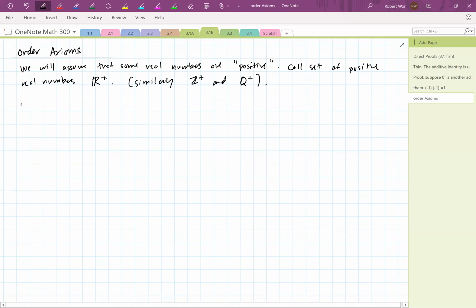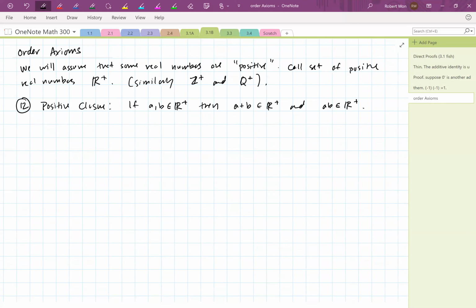Okay, so now I'm going to make some assumptions, some axioms. Axiom 12 is called positive closure. If A and B are positive real numbers, then A plus B is positive and A times B is positive. So I'm going to assume that the positive numbers, whatever they are, are closed under addition and multiplication.